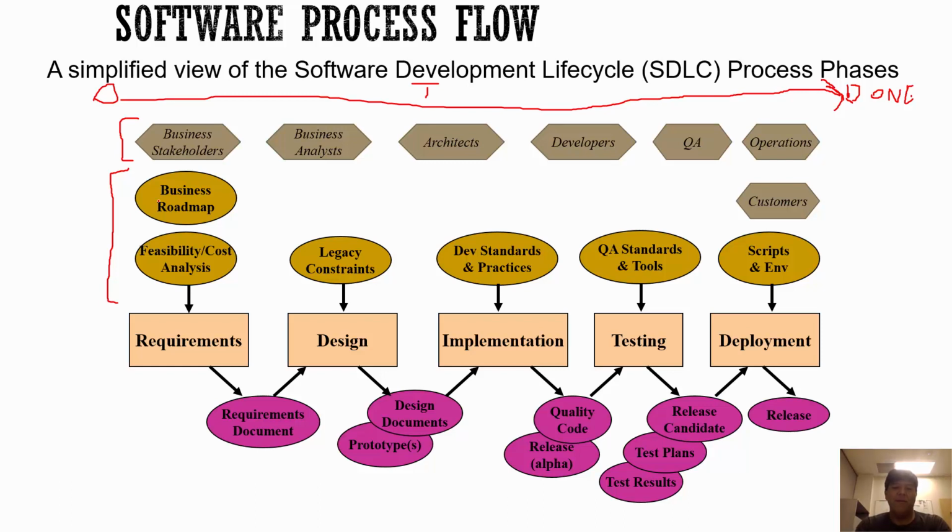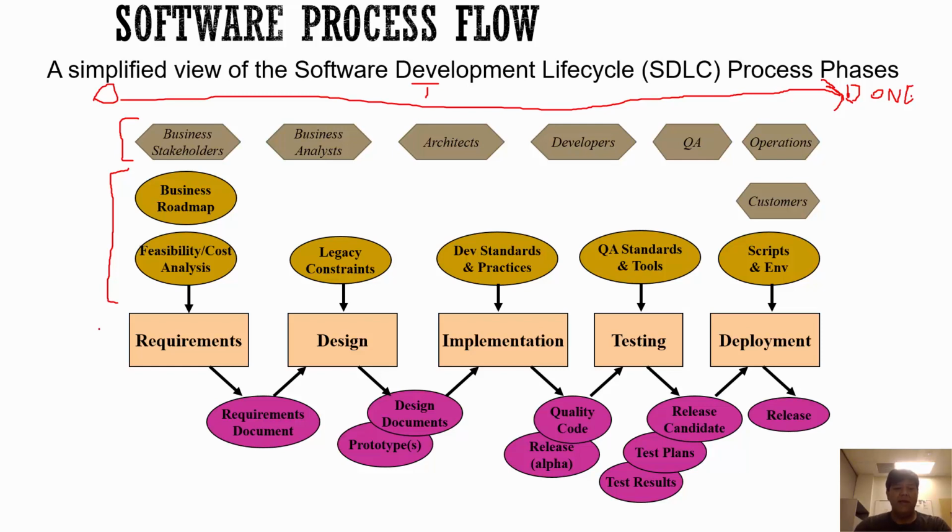So we have things there like, for example, business roadmap, feasibility/cost analysis, legacy constraints, dev standards and practices, QA standards and tools, scripts and environment. So those are all things that are the outside environment, if you would, that expresses some constraints on the process we're going to execute in order to develop our software. So that's what the orange circles there are indicating.